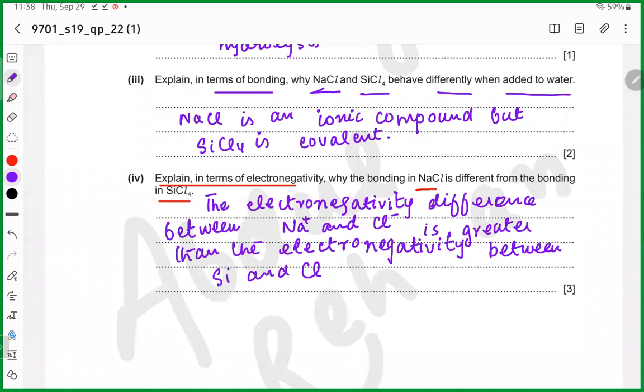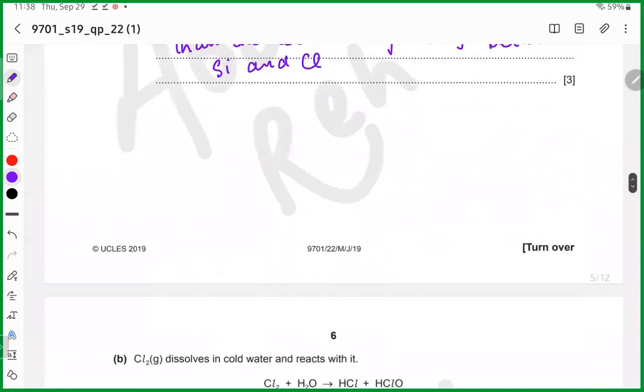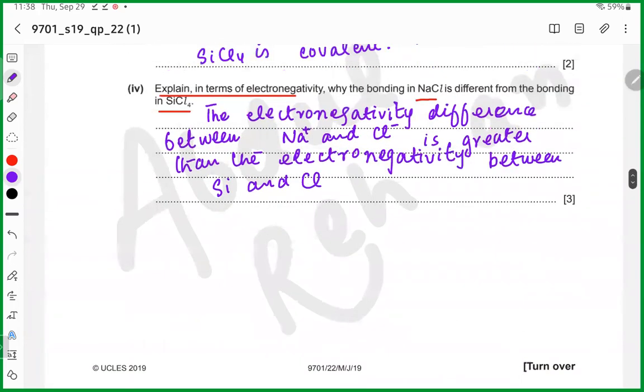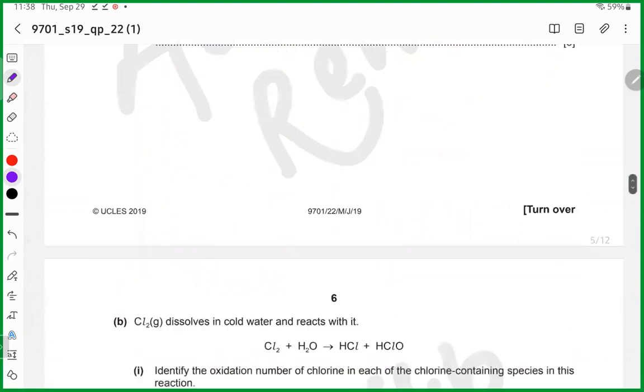जी ये clear है सबको? Yes, sir. जी. Okay.